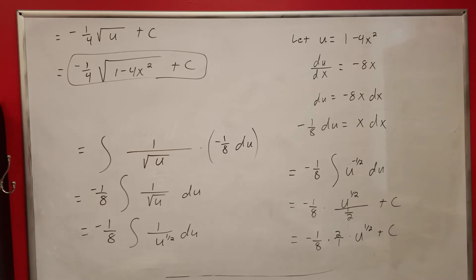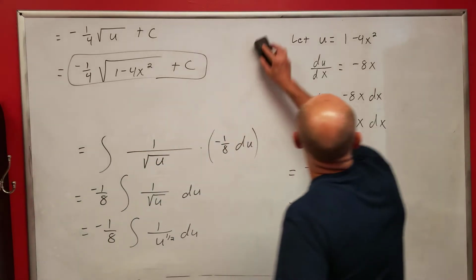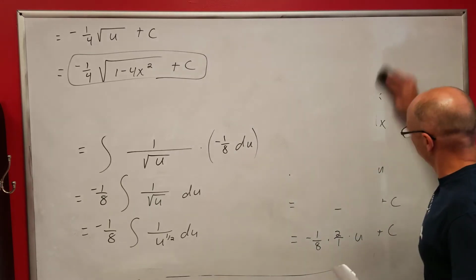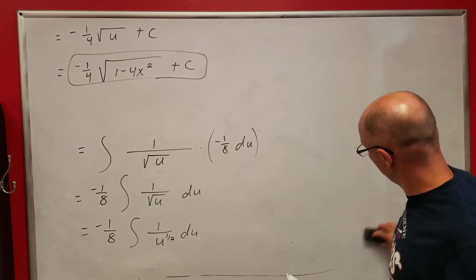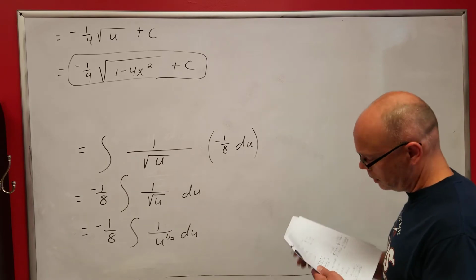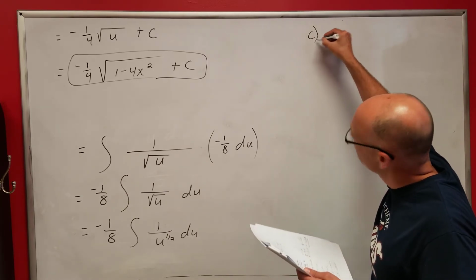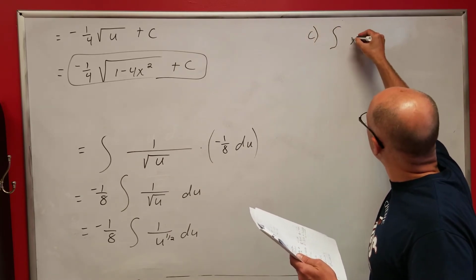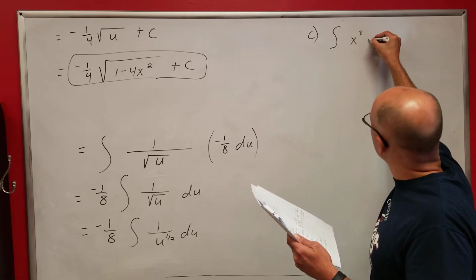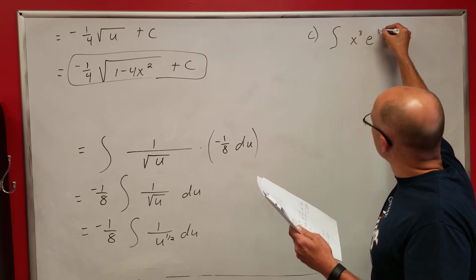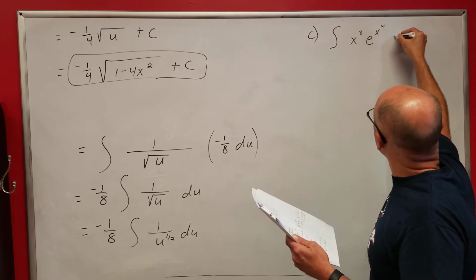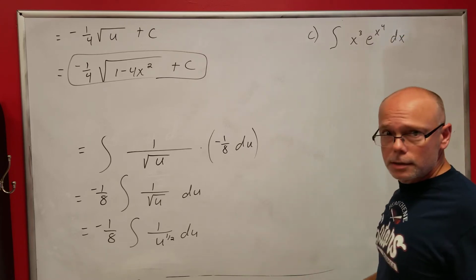All right, part C. Part C. Want some more substitutions here. Let's see, part C, I'm going to have the integral of x cubed times e to the x to the fourth dx.